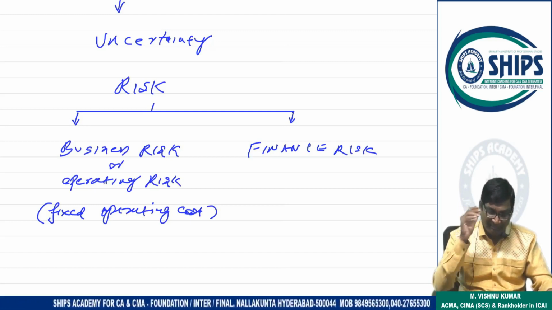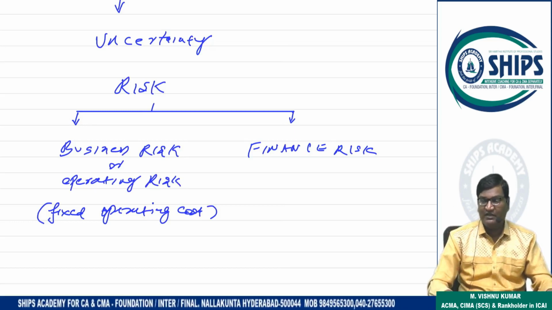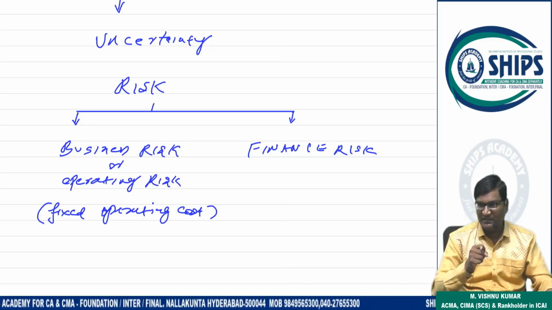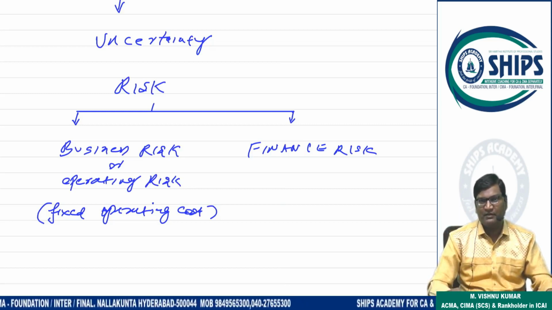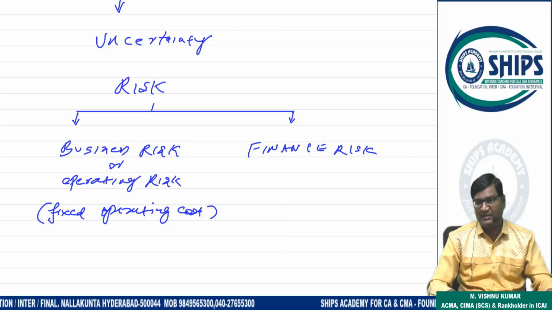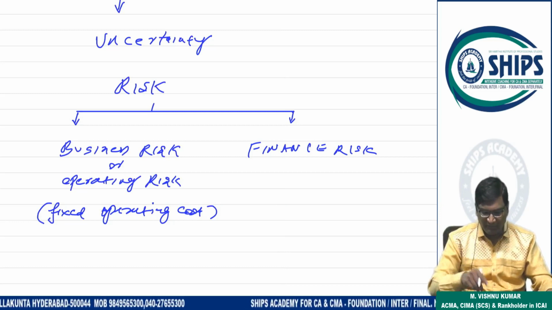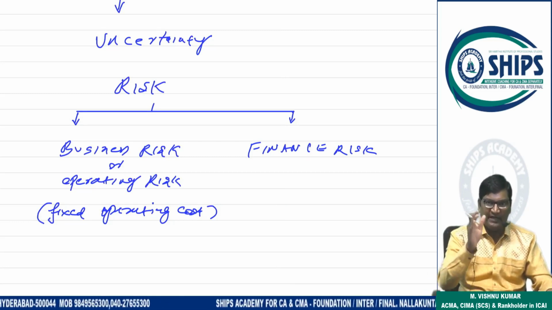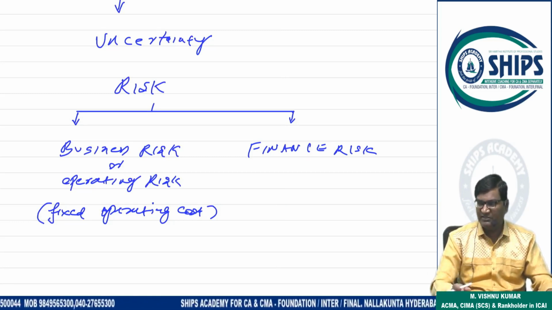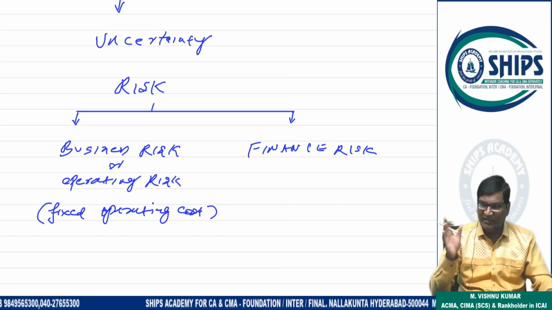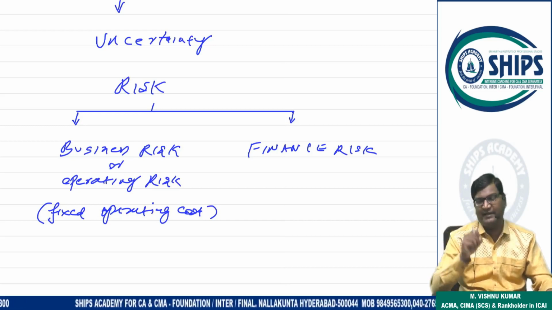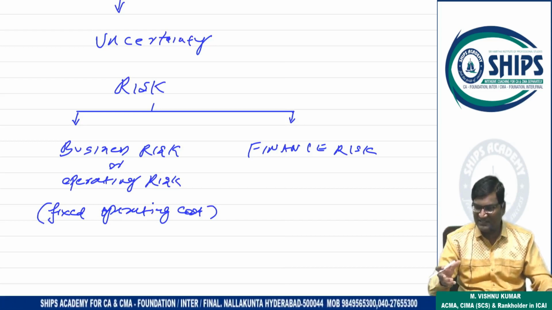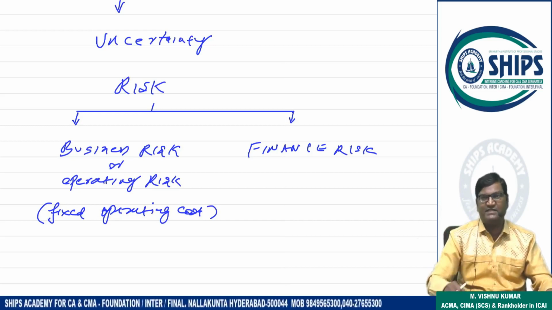So what is your business risk or operating risk? If a finance manager wants to analyze it, he will use operating leverage. Operating leverage arises purely due to your operating cost. If operating cost is more, operating risk will be more. If operating cost is less, operating risk will be less. Similarly, leverage will also result in the same way. If operating cost is high, operating leverage will be high. If operating cost is less, operating leverage will be less.